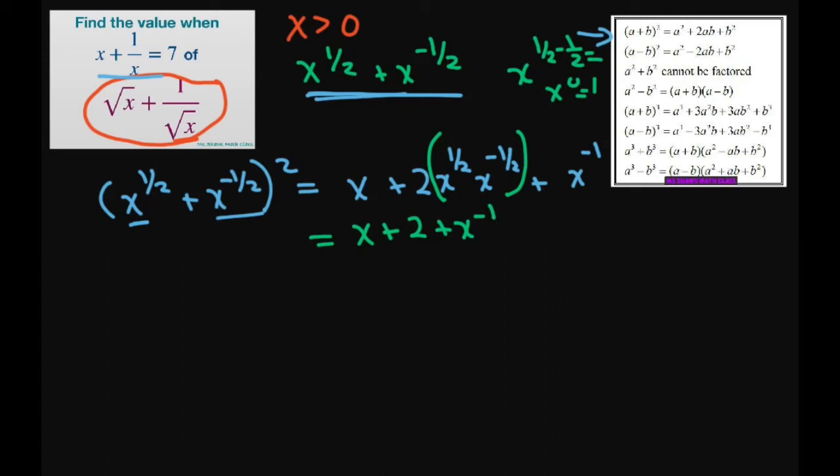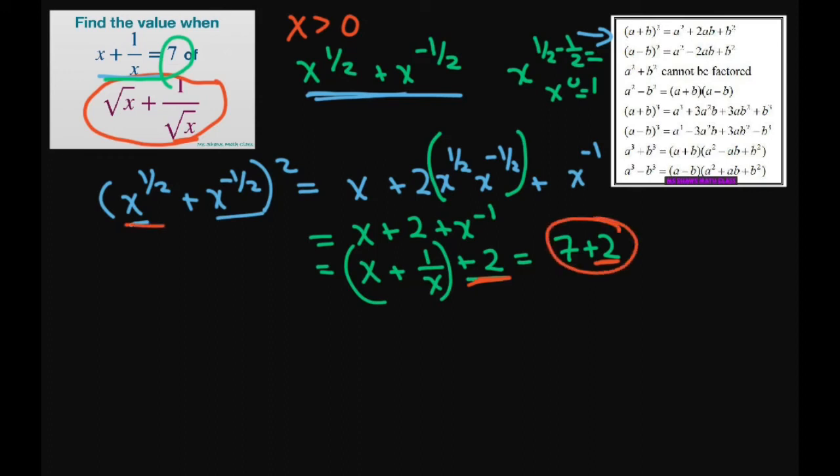Now I can rewrite this as x plus 1 divided by x, and I know this equals 7, right? So we have this plus 2, and since we're adding 2 to this, I'm going to add 2 to my 7, because when you add 2 to both sides, we're going to get 9.